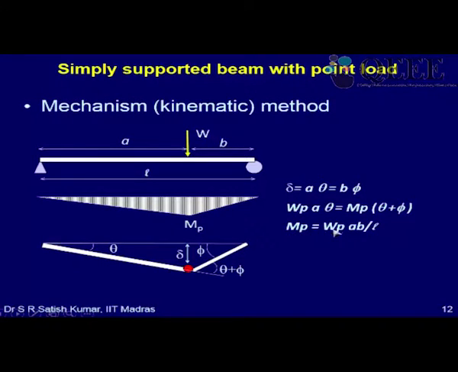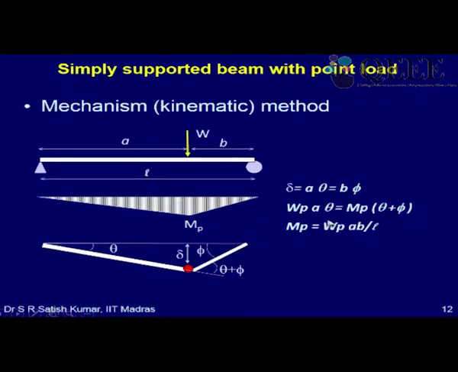So if you are doing design, I will know what is the ultimate WP that I need to apply on the beam, for which my beam should not collapse, and I will calculate MP required, and then I will select a section with MP greater than the required value. Or if I am doing analysis, I already have my beam, so I know what is the MP of the cross section. So I can calculate what is WP. In this case, WP will be L into MP by AB, right? So that is how it will be.